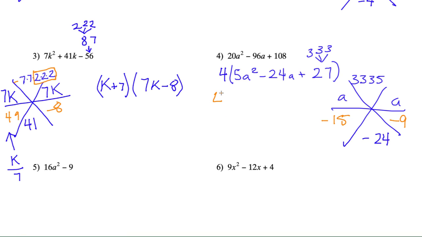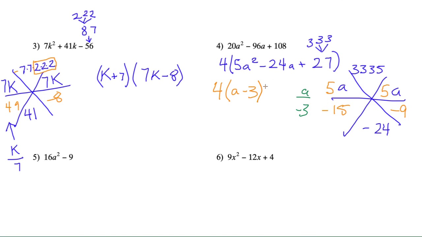So I have still this 4 out front, a minus, oh my gosh, I keep making this mistake. It needs to be a 5 here, it needs to be a 5 here. This reduces to a over negative 3. This doesn't reduce, so I have over here a. And the other factor is 5a minus 9. 5a minus 9.